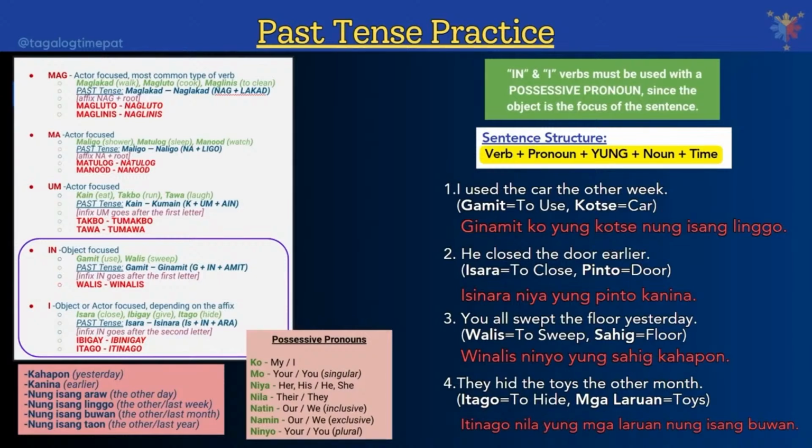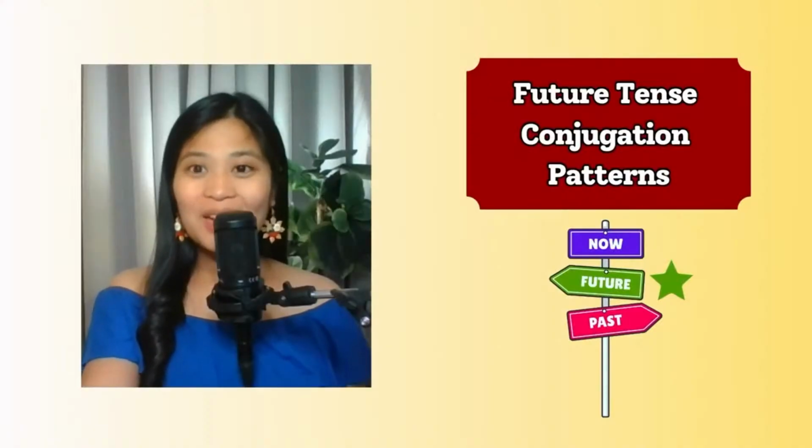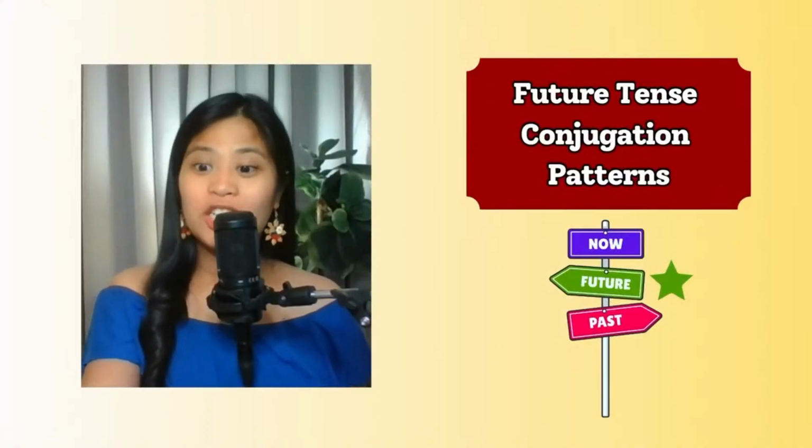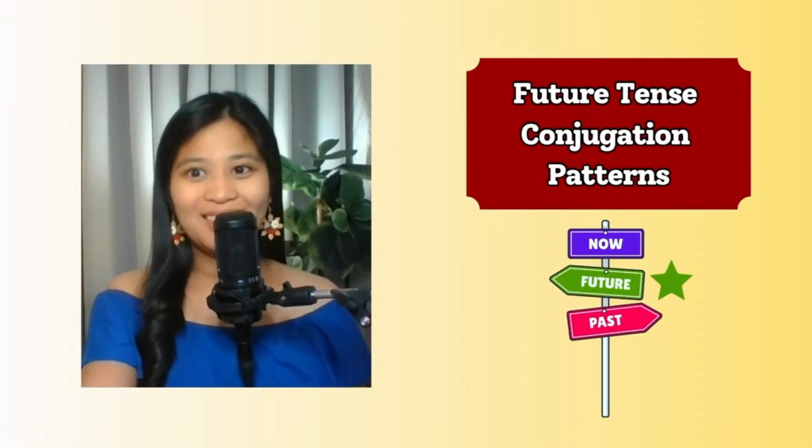All right, so these are just some examples of how to use the past tense conjugation patterns that we learned and how you can plug in all the vocabulary that you learned into this simple sentence structure. Alrighty, now let's go ahead and jump right into the future tense conjugation patterns of these verbs.